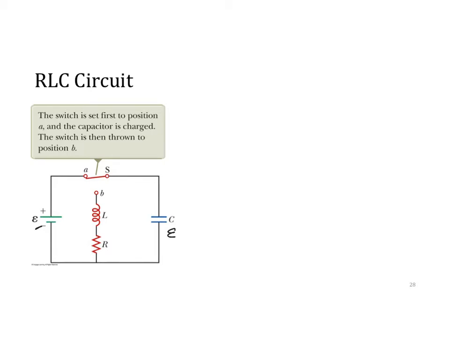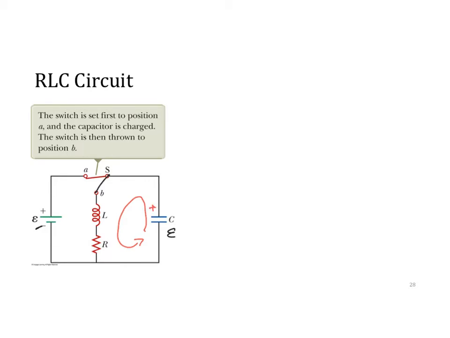Then we're going to move our switch into this B position, and we're going to write a loop equation for what happens here. So once we're in this position B, let's write a loop equation. So I'm going to go around my loop. Doesn't really matter which direction I go. This, I guess, makes the most sense.